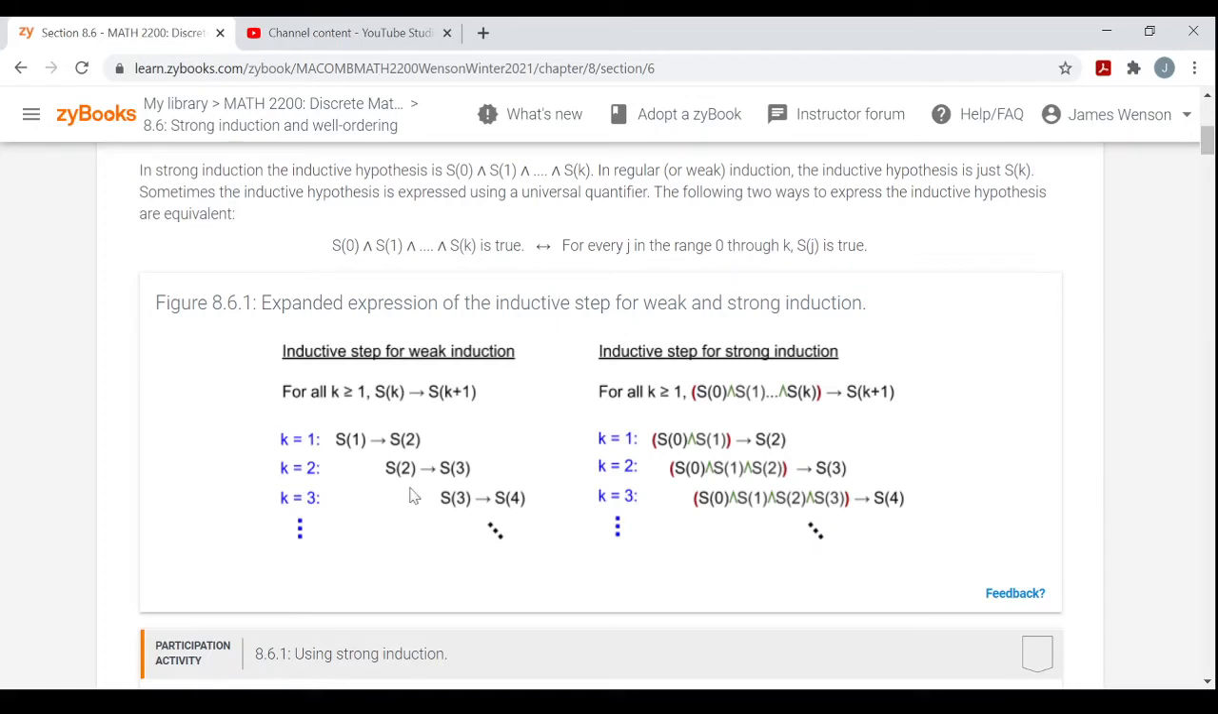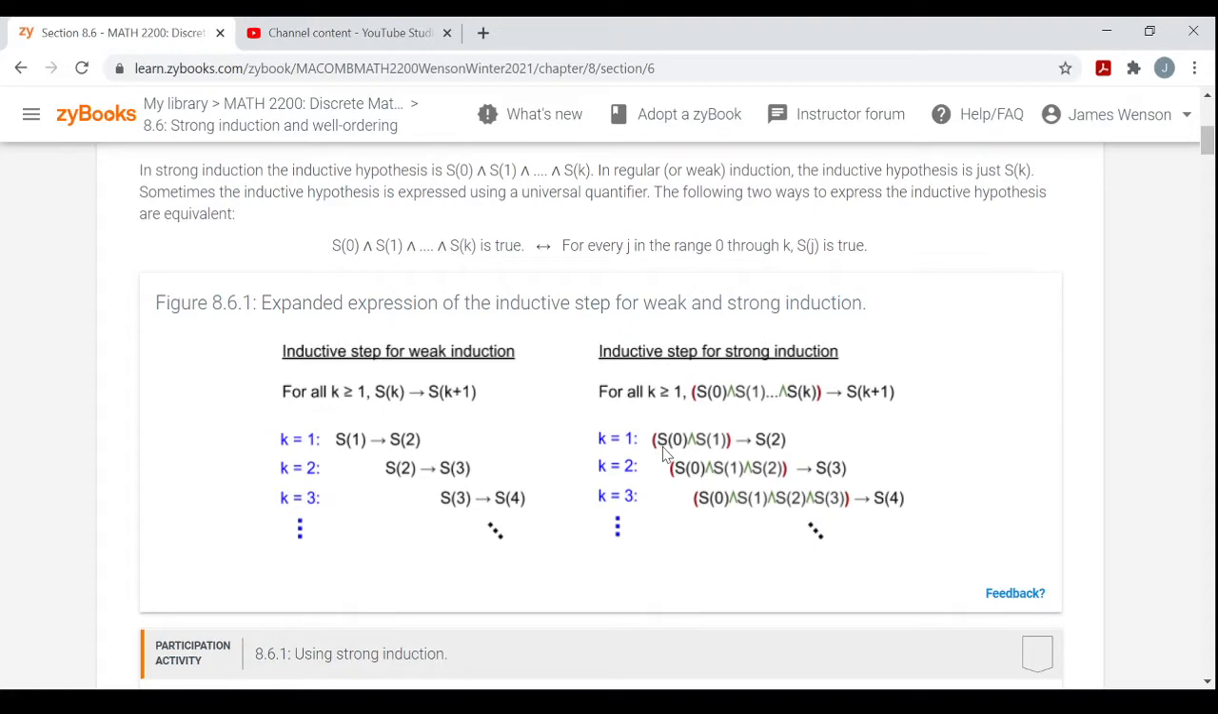Remember, in the previous two sections, weak induction, you're saying for all k greater than or equal to some value, S of k implies S of k plus 1. Like, if S of 1 is true, then S of 2 is true, and if S of 2 is true, then S of 3 is true. But over here in strong induction, you're saying for all k greater than or equal to 1, you assume it's true for all values up to k, and then show it's true for k plus 1.